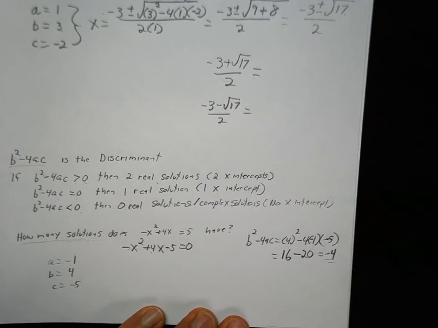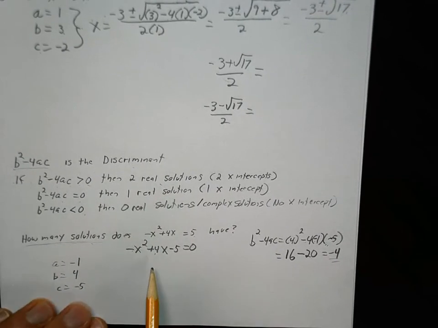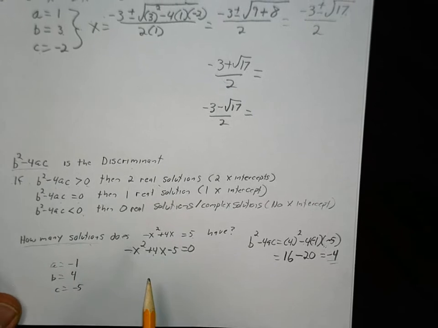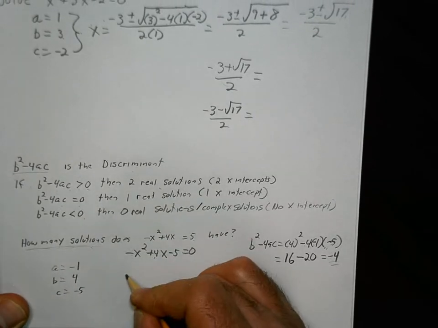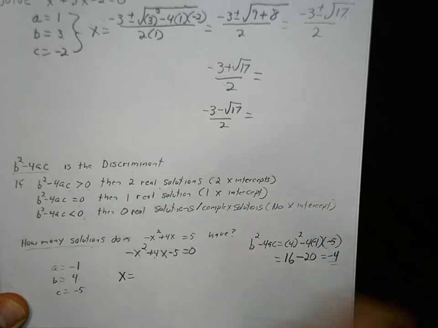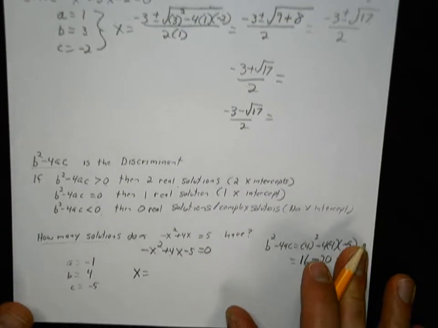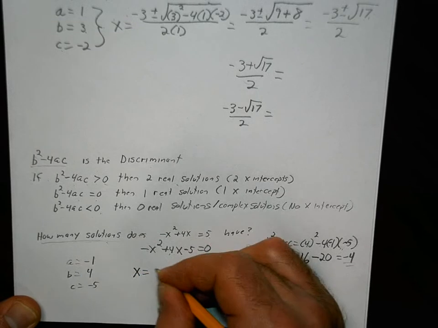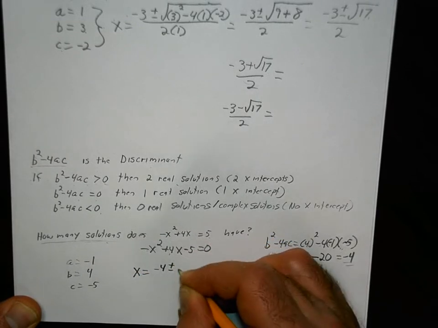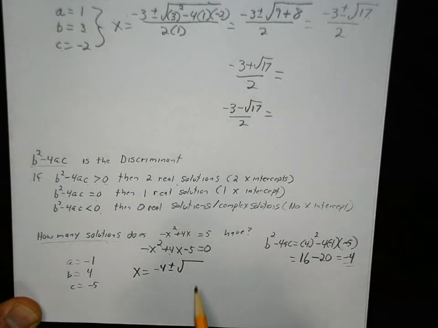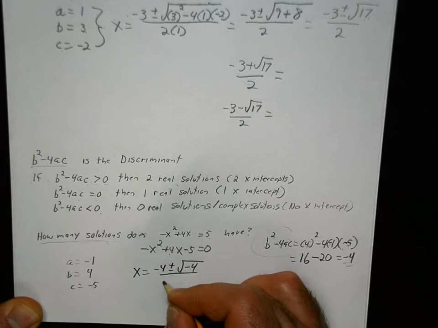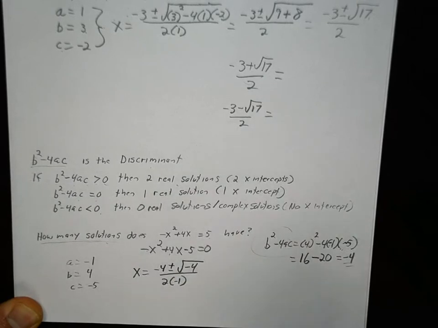I have complex solutions. Now if I want to take this a step further and actually solve it, let's do that. So let's actually use the quadratic formula and solve it. So I'd have negative b, so it'd be negative 4 plus or minus the square root of b squared minus 4ac, which I've done already here, is just negative 4, over 2 times a.